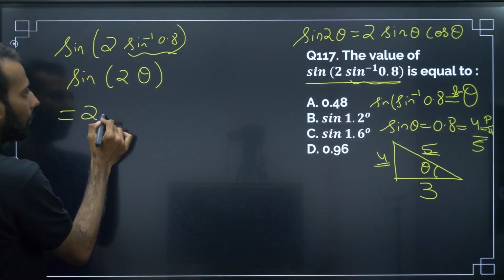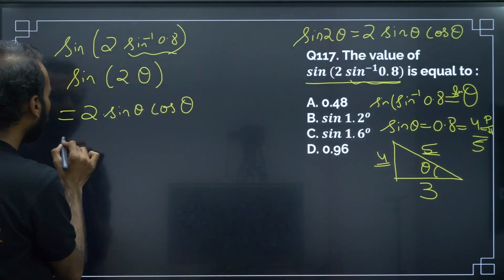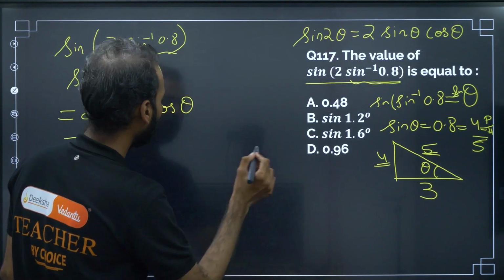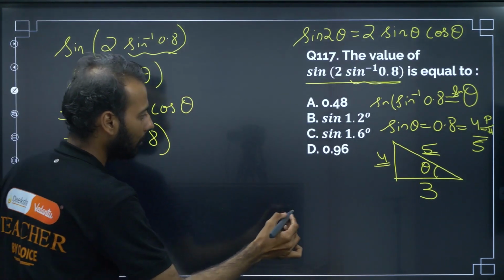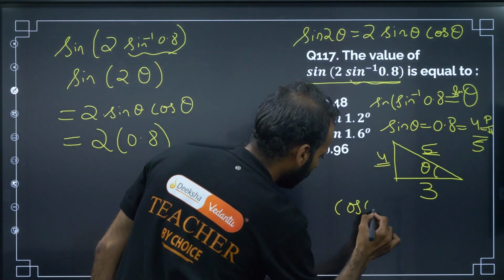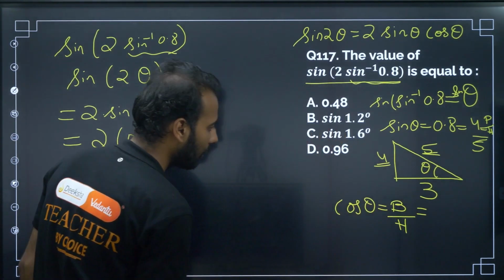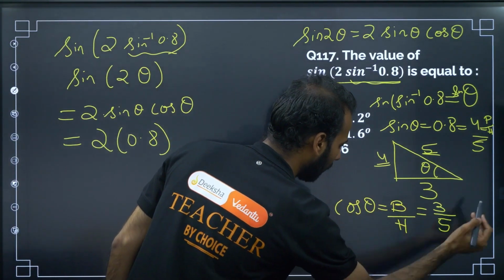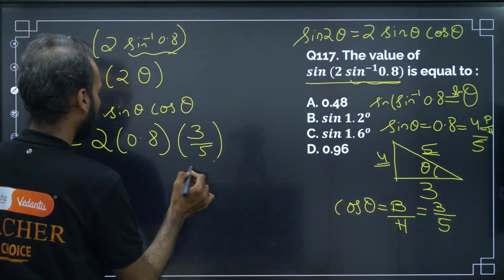Let me write that 2 sine theta cos theta. Let me write this 2 as it is. Sine theta value is 0.8, 0.8 cos theta. Cos theta is equal to base by hypotenuse in 10 standard, and in 11 standard they have already base is 3, hypotenuse is 5, 3 by 5, 3 by 5.